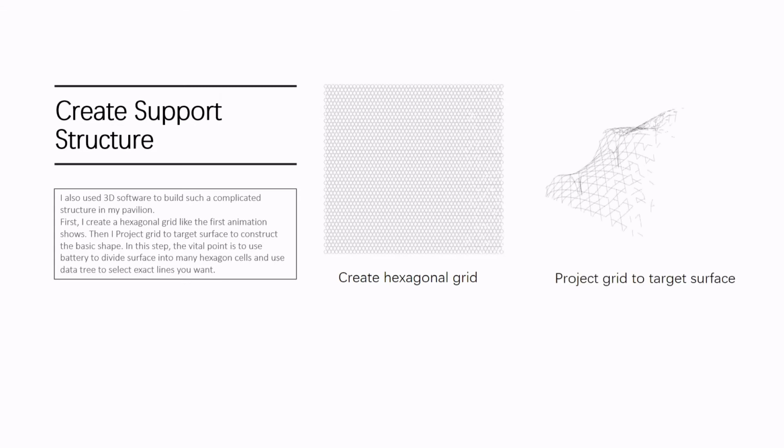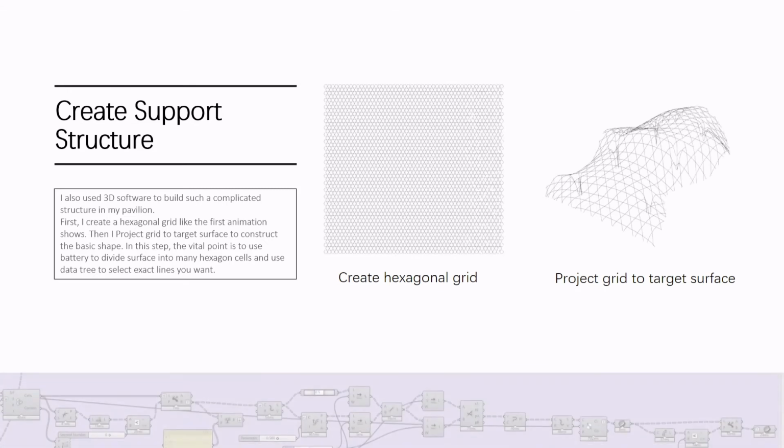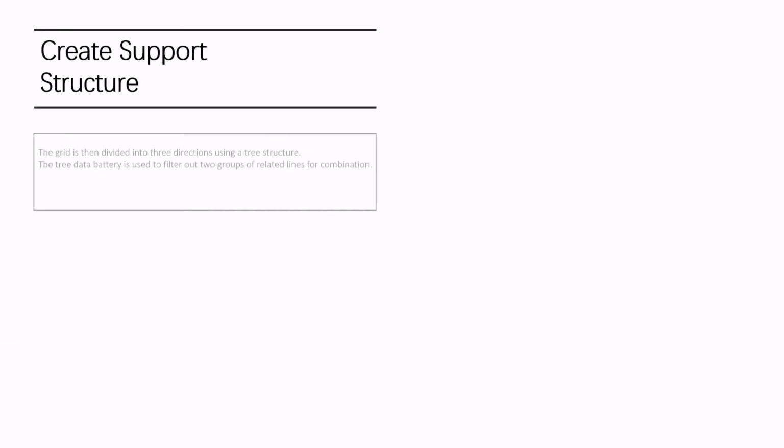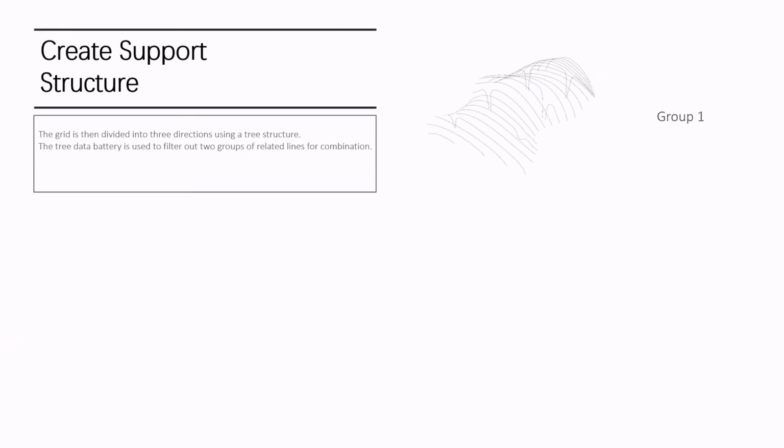And I also use 3D software to build such a complicated structure in my pavilion. First, I create a hexagonal grid like the first animation shows. Then I project the grid to the target surface to construct the basic shape. And this is the battery. Then the grid is divided into 3 directions using the tree structure. We can see group 1, group 2, and group 3.